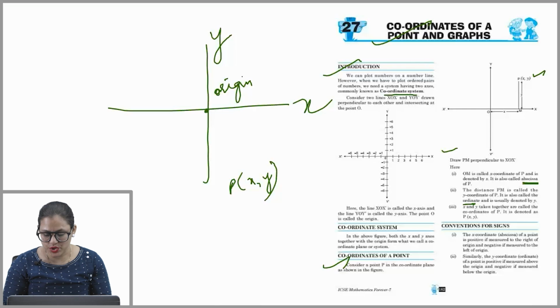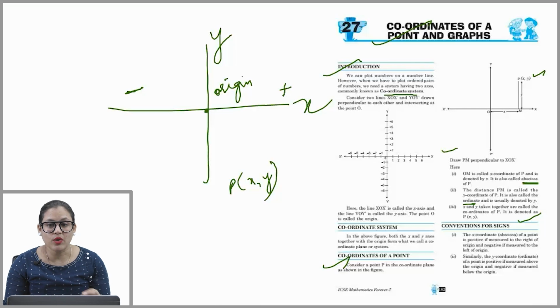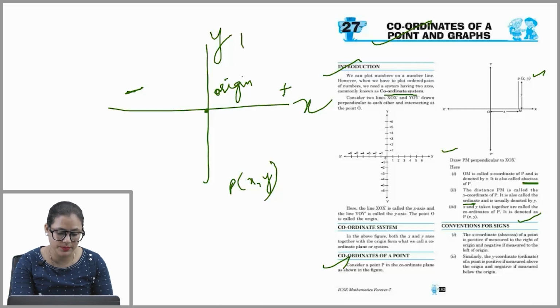Right? Conventions for signs. The x coordinate, abscissa, of a point is positive if measured to the right of the origin. That is, this is positive. Okay? And negative if measured to the left of origin. Similarly, the y coordinate, ordinate, of a point is positive if measured above. This is y positive here, okay, and here negative, okay.